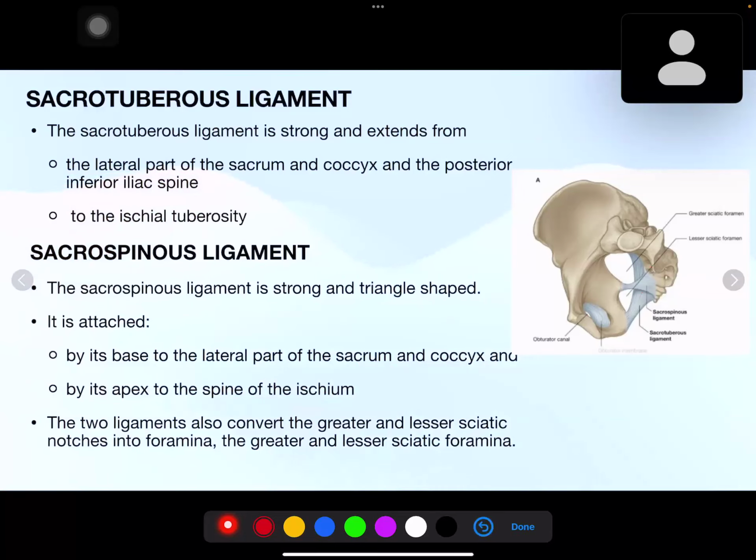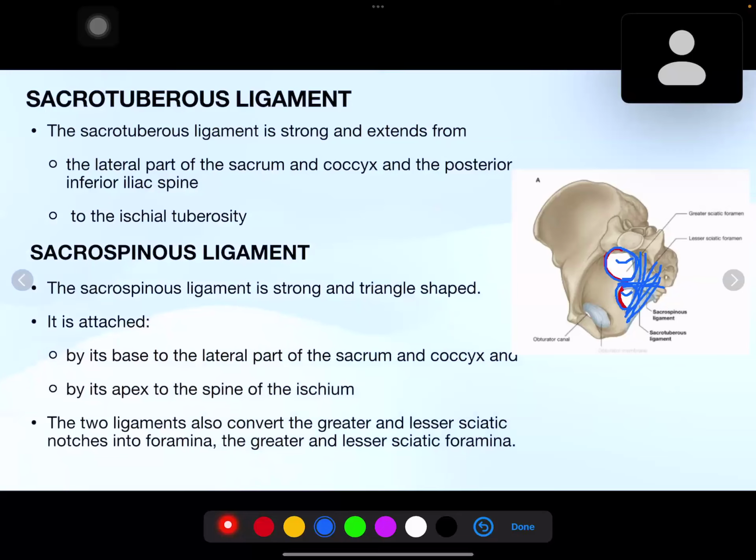So these two ligaments, see, this was the greater sciatic notch and here was the lesser sciatic notch. When these two ligaments attach, they divide the notches into two foramina. So upward is the greater sciatic foramen and below is the lesser sciatic foramen.